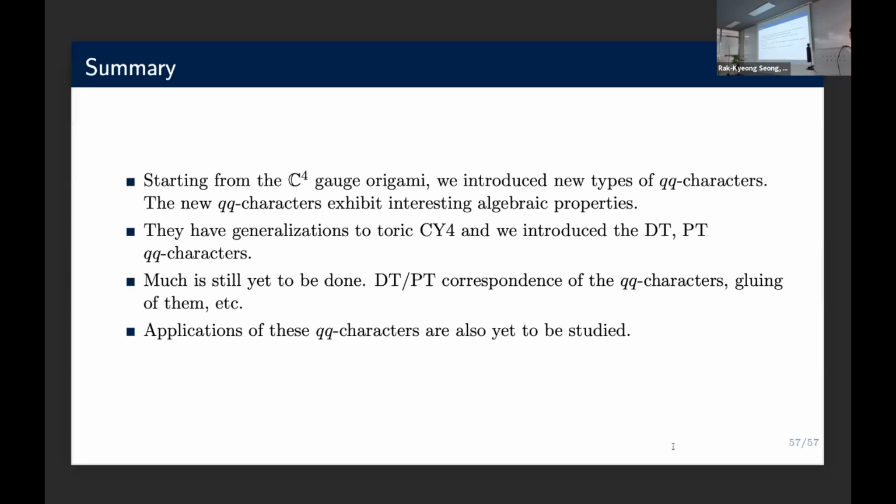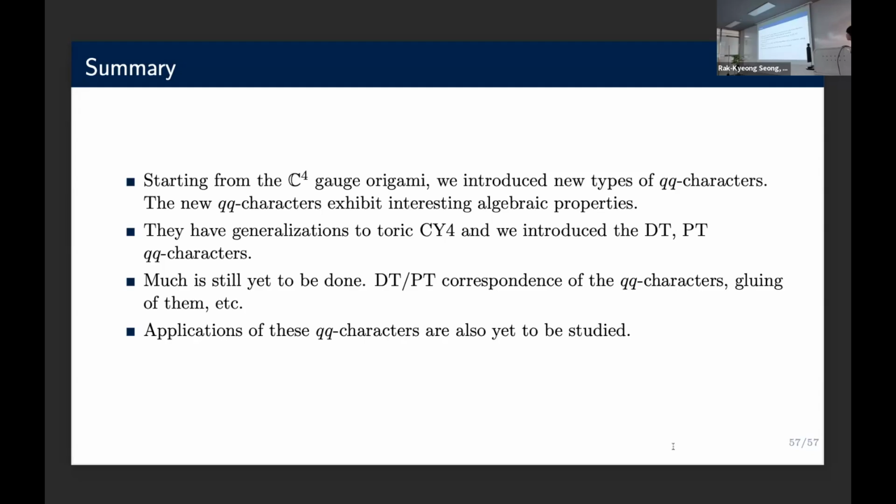So in this talk, I started from a C4 gauge origami case and chose new types of QQ characters, and they exhibit interesting algebraic properties, and actually they have many generalizations to Calabi-Yau. And from one perspective, I introduced the DT/PT QQ characters, and much is still yet to be done. For example, how to understand the DT/PT correspondence in terms of the QQ characters. So the usual DT/PT correspondence is a correspondence of partition functions, and taking limits of it, you can understand it as a correspondence of characters. So a natural question is what will happen for all of these QQ characters, but for the moment we don't know.